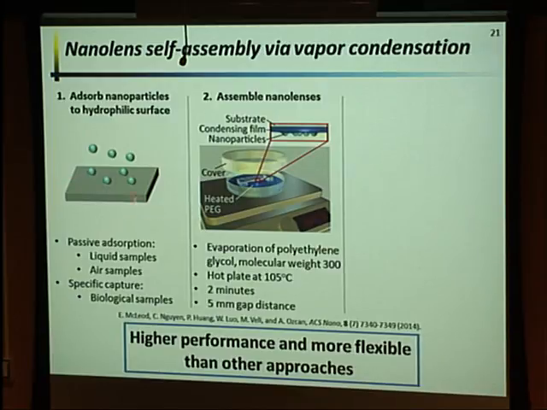So the next step is we take the sample. We flip it upside down. We suspend it above a pool of liquid polyethylene glycol. And in this case, this is heated up to 105 degrees. This isn't boiling, but it's hot enough that some of this polymer is going to evaporate.